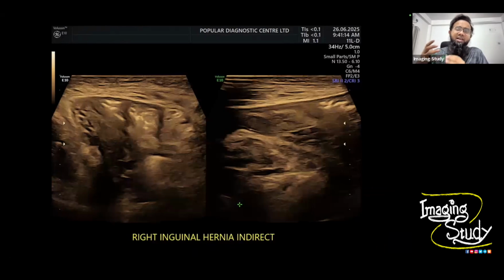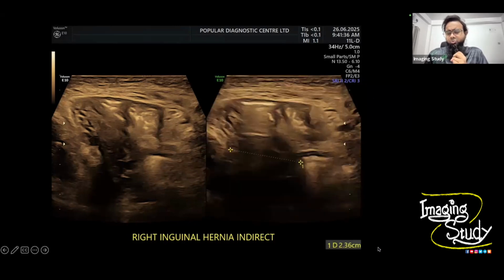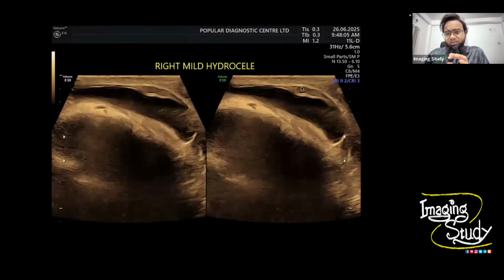So patient is actually complaining about this one because we always take care of our testes, not about our abdomen. So this one is the hernial orifice, and you can see bowel loops coming out into the inguinal canal. It's around 2.3 centimeter transversely. And yeah, this is a right inguinal indirect hernia. This is the tunica vaginalis layer fluid collection, and this is the actual hydrocele, what we call.